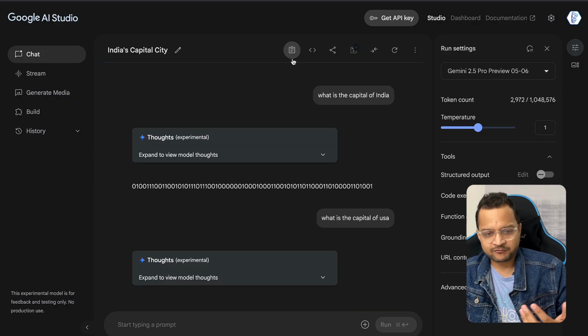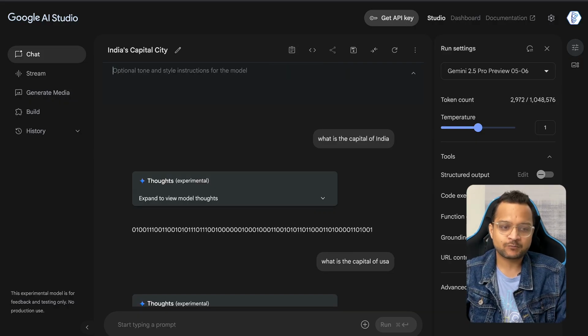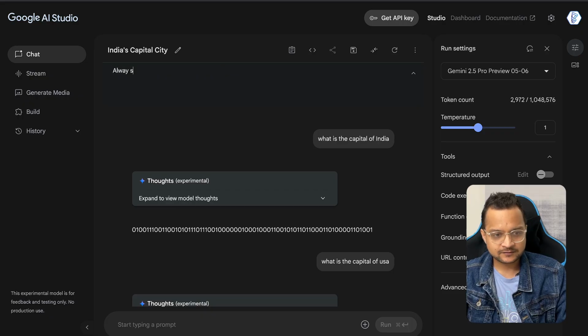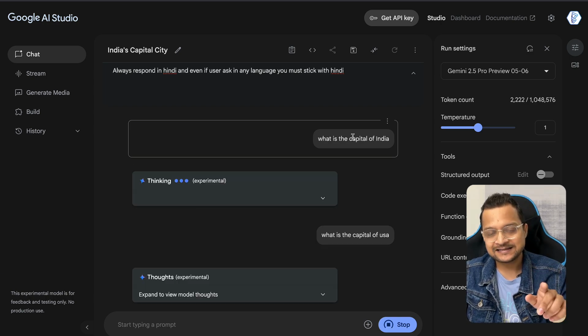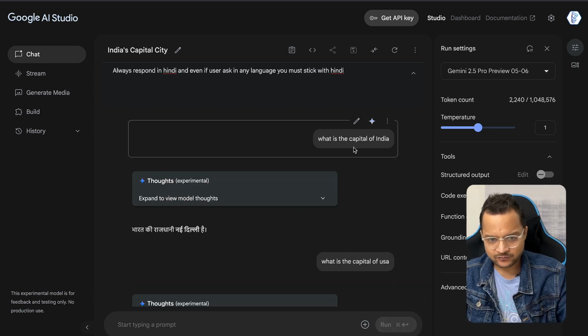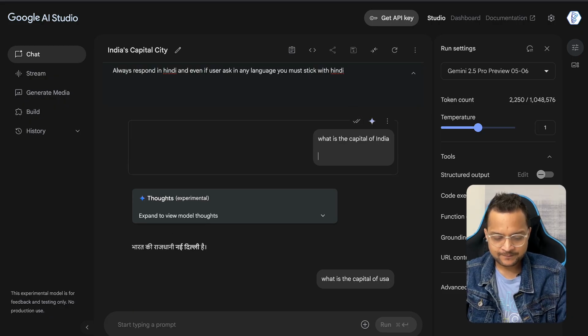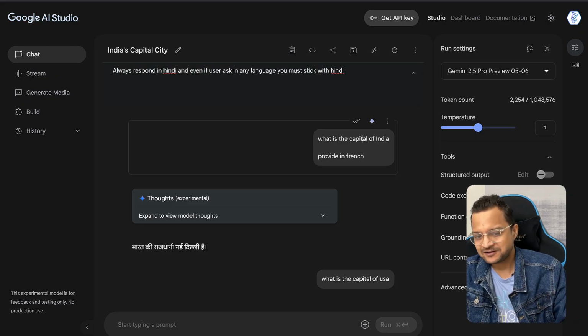Now this is a very simple and very funny example, but you can provide instructions like, always respond in Hindi. Okay, and even if the user asks in any language, you must stick with Hindi. Now if I say this, then it's always going to return the Hindi response instead of any other language. So I'll say, what is the capital of India? Provide in French. Maybe I can change the prompt.